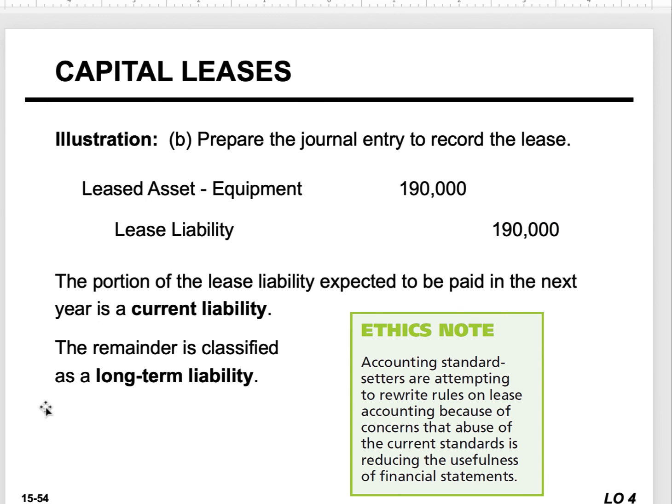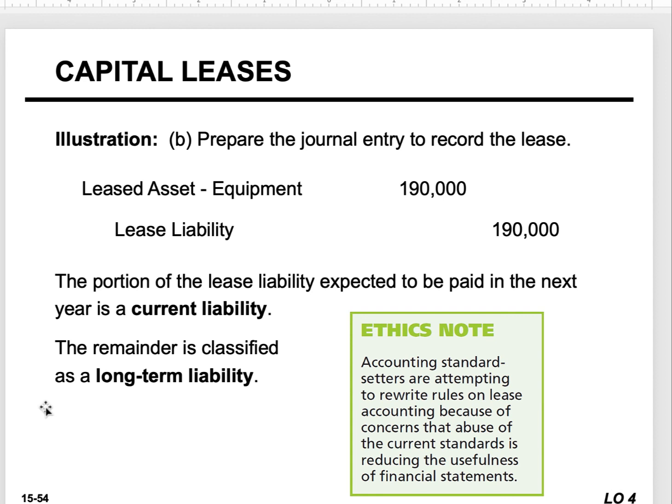Okay? Journal entry. Again, since it's a capital lease, we need to debit leased asset equipment. We need to credit lease liability, $190,000. Okay? Now, it's important that the portion of this lease liability that we're going to pay next year, we make that piece of it a current liability. The remainder of that lease obligation that we owe is going to be classified as long term.